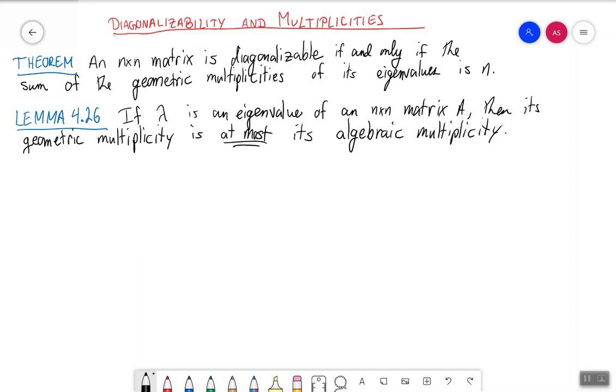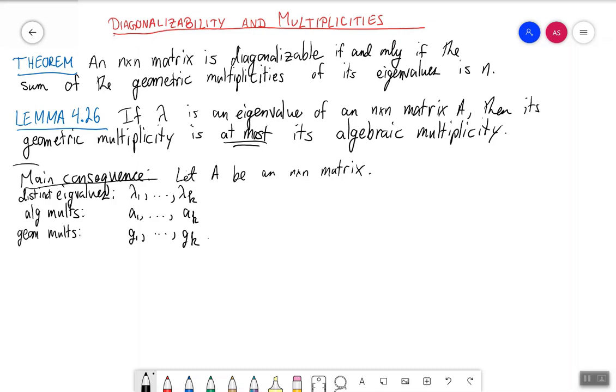If lambda is an eigenvalue of an n by n matrix A, then its geometric multiplicity is at most its algebraic multiplicity. So now let's talk about a main consequence of this lemma.